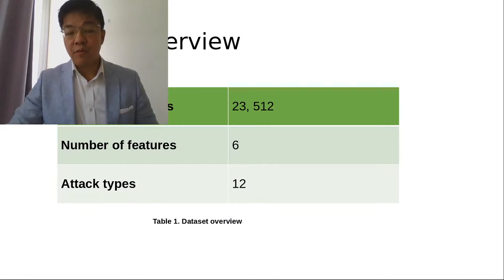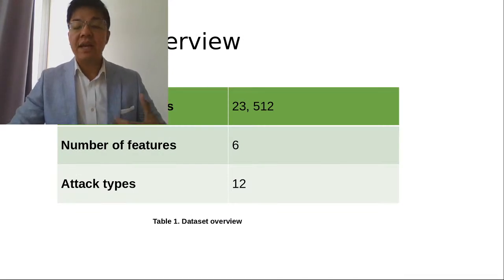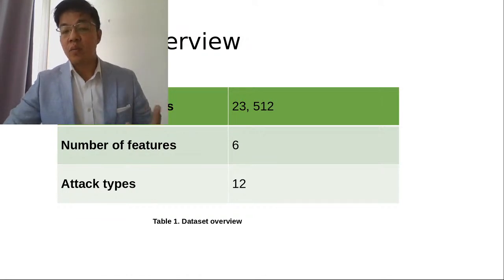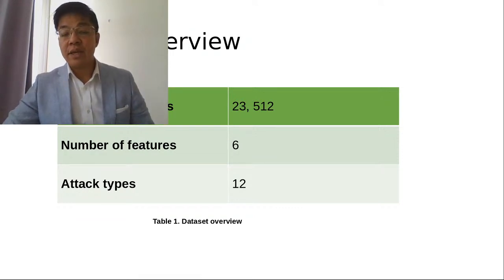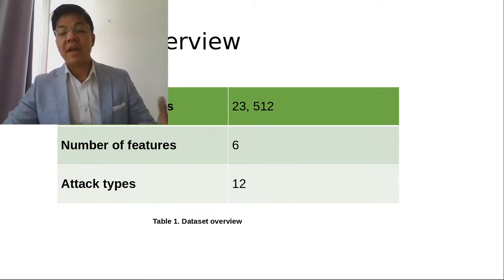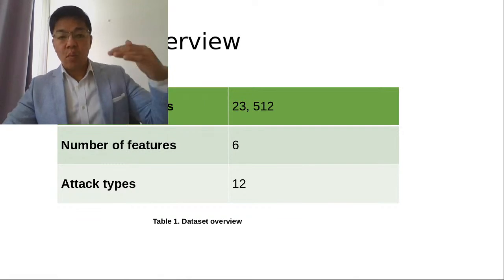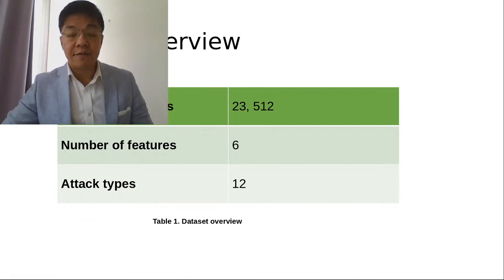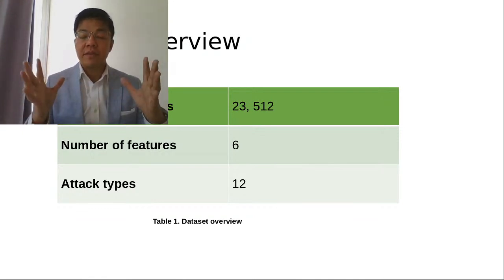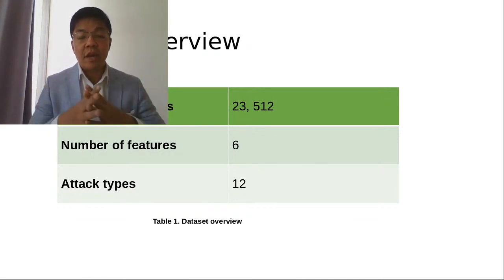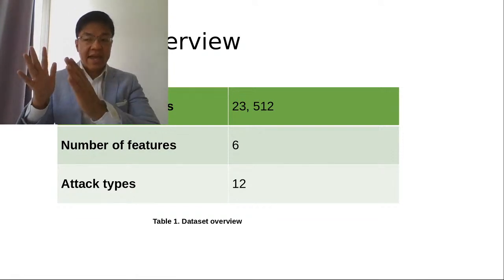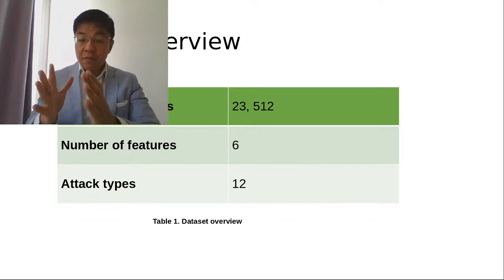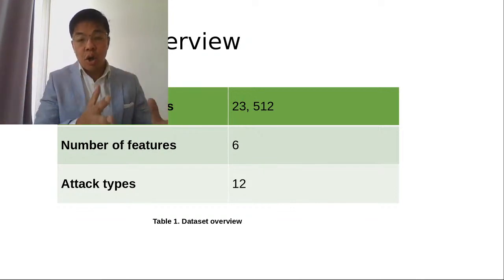Okay, so just a quick overview. In building our k-means clustering model, the number of records that we used were a little over 23,000, the number of features that we used were 6, and the different types of attacks that were in the data set were 12 different types of attacks. But for the sake of simplicity in this webinar, we will be looking at whether a network flow is either an attack or normal.